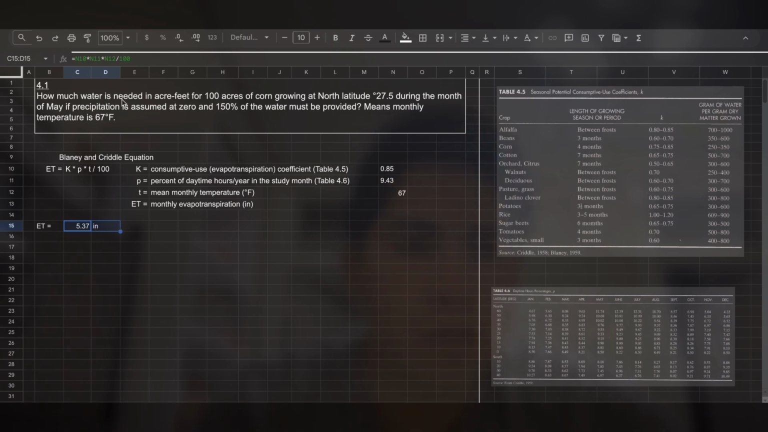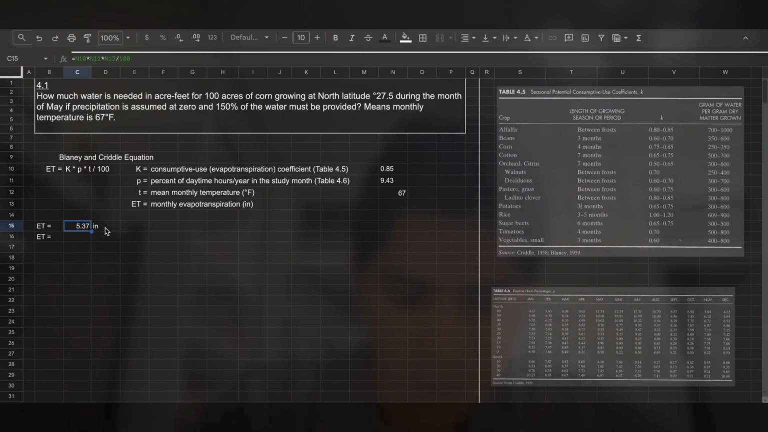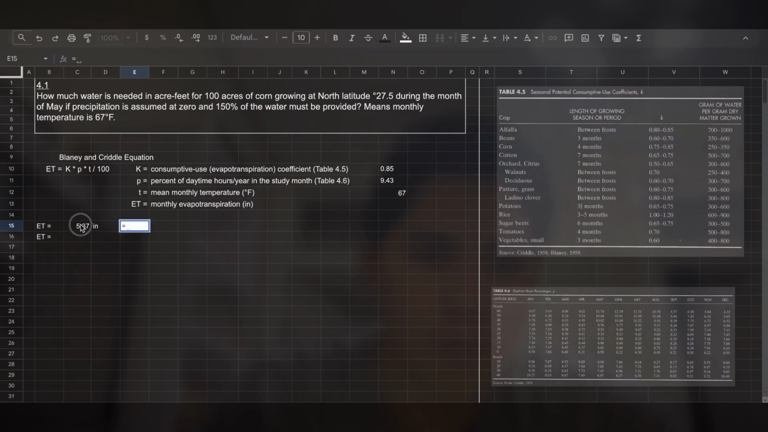So that's the evapotranspiration depth in inches. We are asked to solve for the volume given this area of acres. So to get the evapotranspiration volume on this area, we're gonna have to multiply that by the area. However, I was forgetting, we need to provide 150% of the water. So whatever value we got here, let's multiply it by 150%, which is gonna be multiply 1.5.